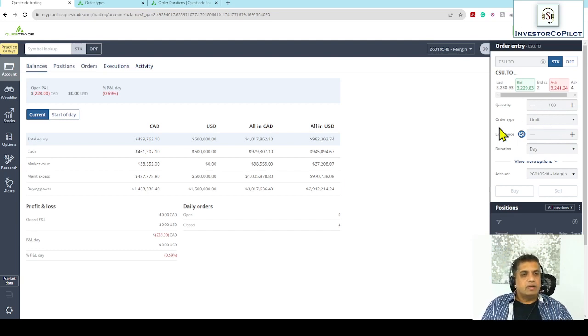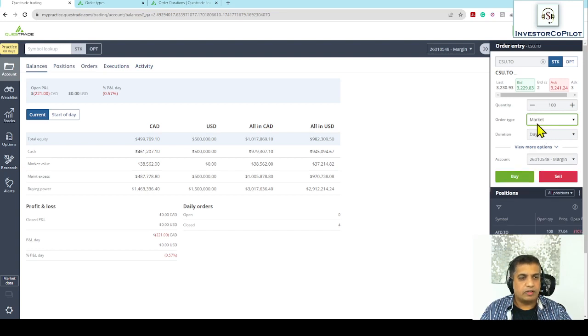Okay. Now, next important thing is order types. Order types let you fine tune your investment decision, fine tune your purchase or even sale, and order type lets you control the price at which you want to do your transaction. So let's understand this. Market order is the simplest type of order. Whether you're buying or selling, market order means that you're accepting the bid or ask prices that the market is dictating or the market is flowing through right now.